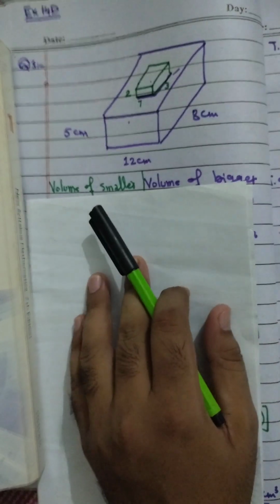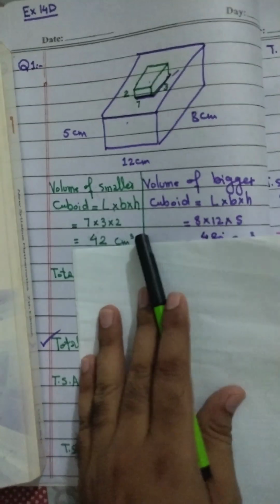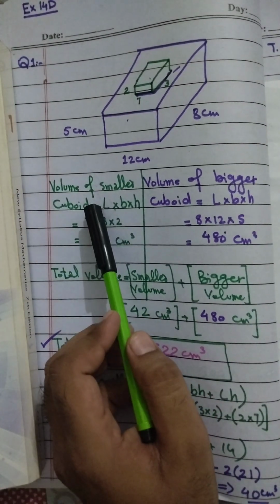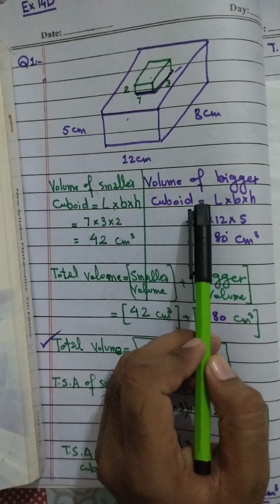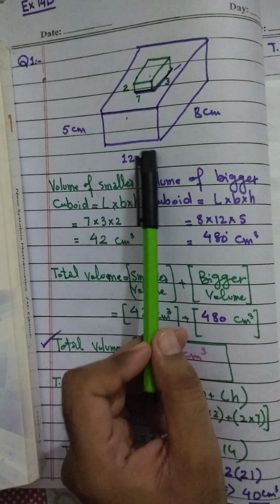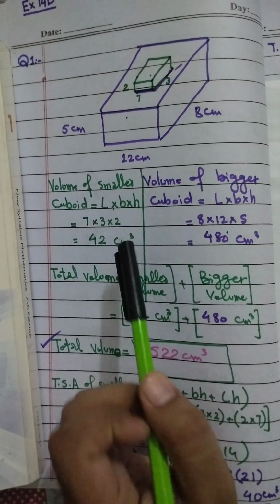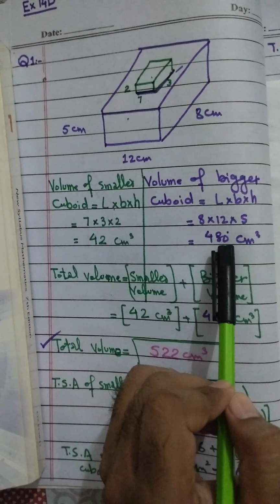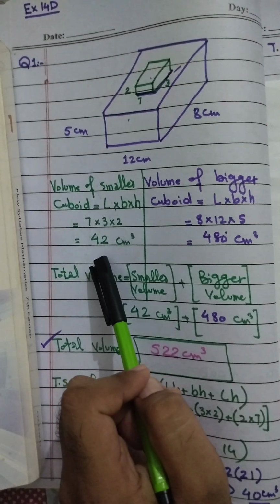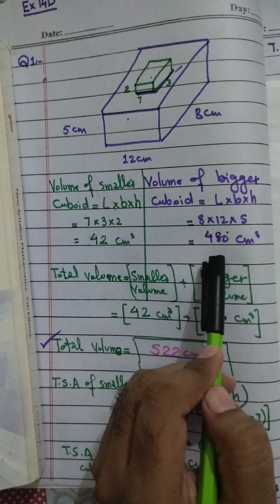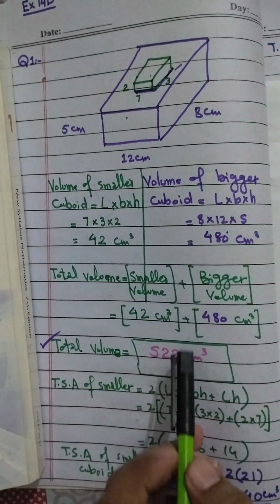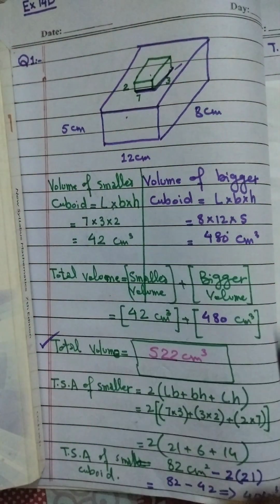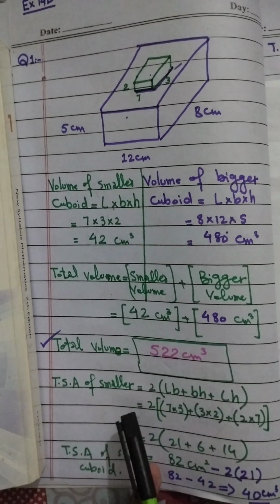Look at this. We know that the volume is given by pi r square for a cylinder, and lbh for the rectangular solid. But in this question both are cuboids, so we'll use the formula length, breadth, and height. In the multiplication we put the values for the smaller and for the bigger. We got the smaller's volume and the bigger cuboid's volume, and after that we will add them, so we will get the total volume of the composite solid.